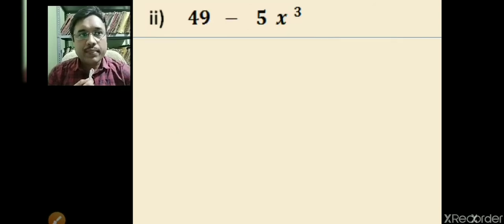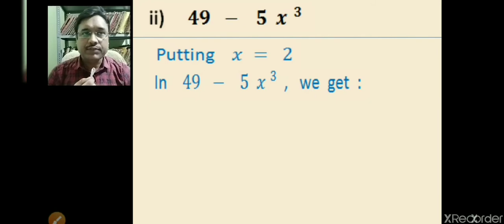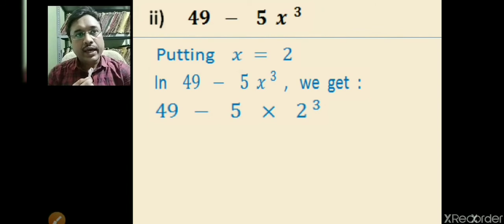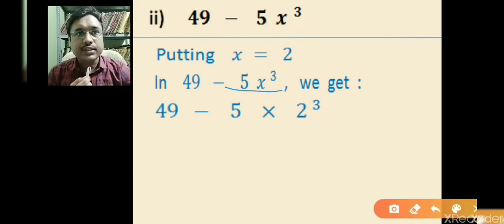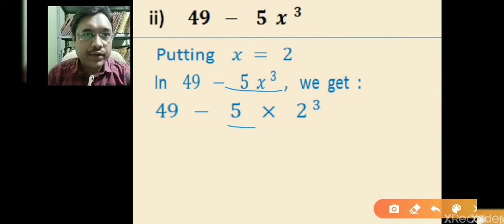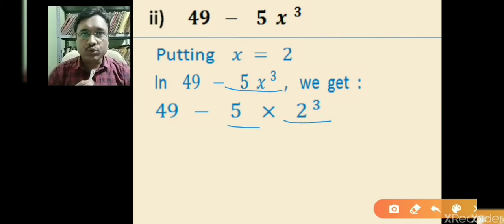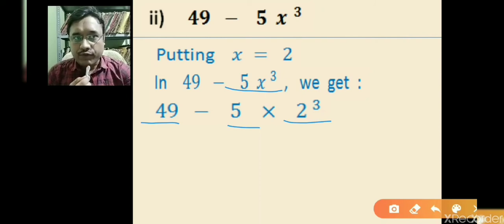Here also, putting x equals 2 in the expression 49 minus 5x cube, we have to put x equals 2. So 5 into x cube is written here, that means 5 into 2 to the power 3, 2 cube. The value of x is 2, so we write 5 into 2 cube, and 49 as it is. So 49 minus 5 into x cube means 5 into 2 cube.